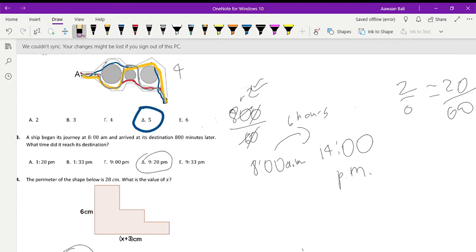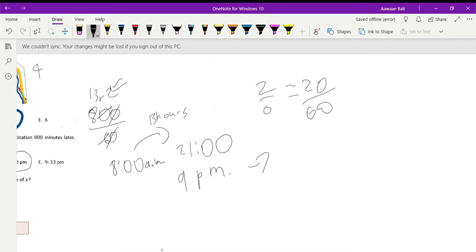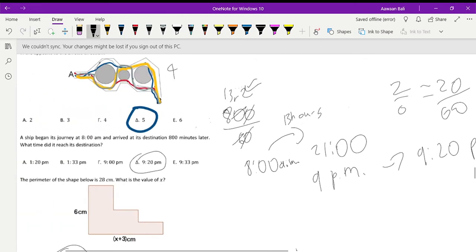Oh, sorry, I made a mistake here. So there's 13 hours. Oh, okay. So then we get 21. 21 minus 12 is 9 p.m. And then you add the 20 minutes, 9:20 p.m. Therefore, the answer is 9:20 p.m.